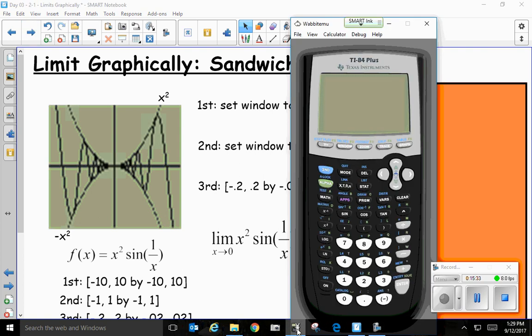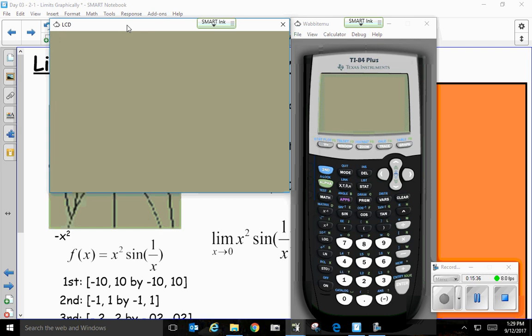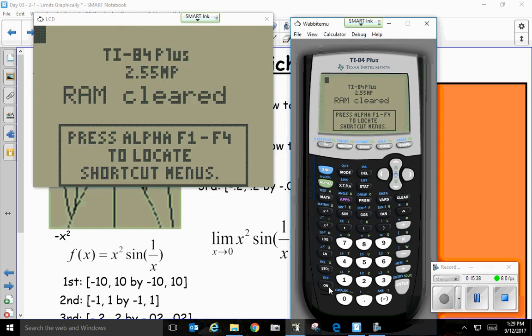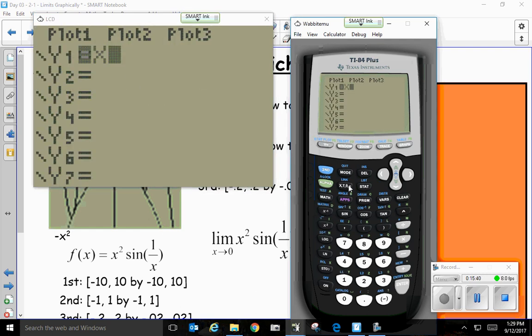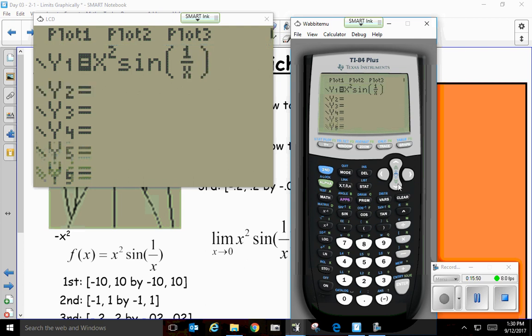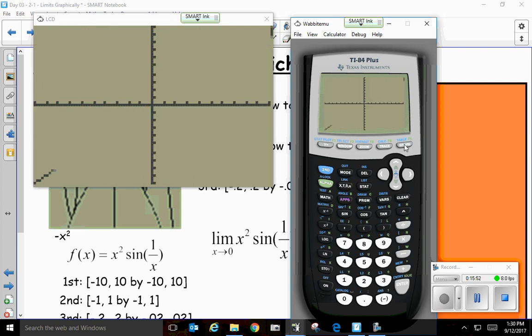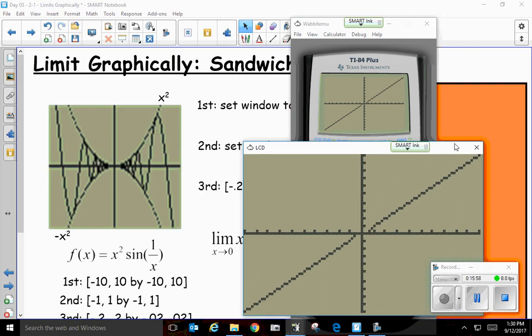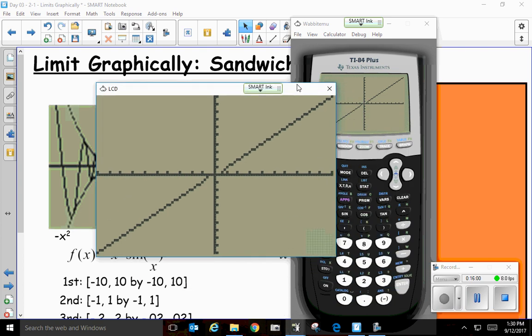So I'm going to go to View, that's it. I'm going to go right here, and I'm going to say y equals x squared times the sine of 1 over x. Okay? Right here. And if I graph it on a 10 by 10 window, it doesn't look like anything crazy, does it? Look what I have in your notes, though. It doesn't look like that kind of spiderwebbish thing.